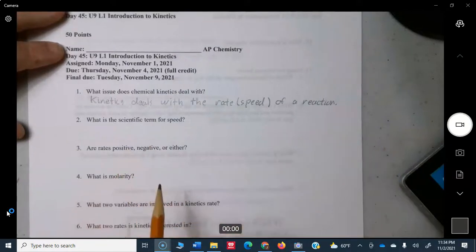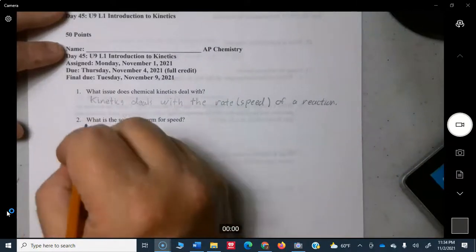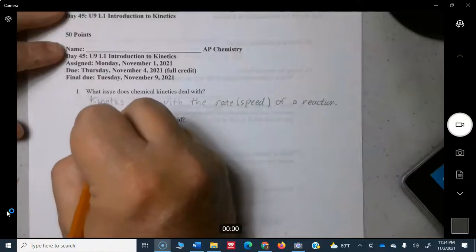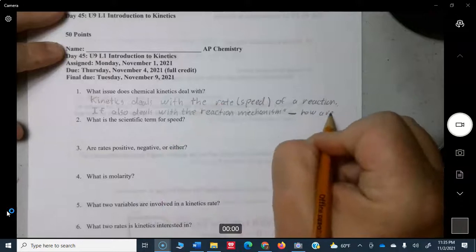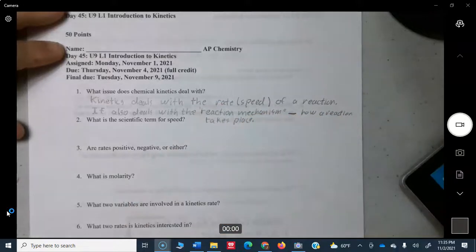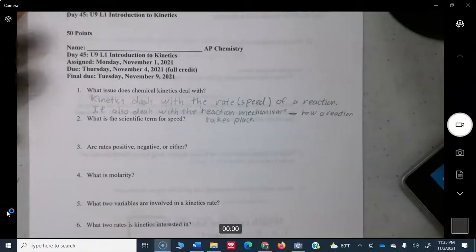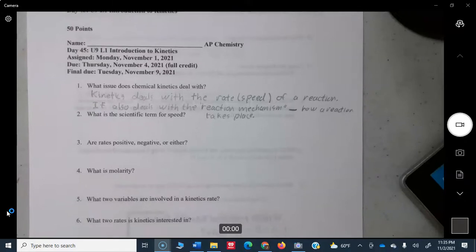It deals with the rate or speed of a reaction. You can also write the following. Okay. So kinetics deals with the speed, rate of a reaction. It also deals with the reaction mechanism. That's how a reaction takes place. How do the atoms and molecules actually break apart and recombine to form new substances? Okay, so that would be a typical answer for this. The first sentence would have been satisfactory.